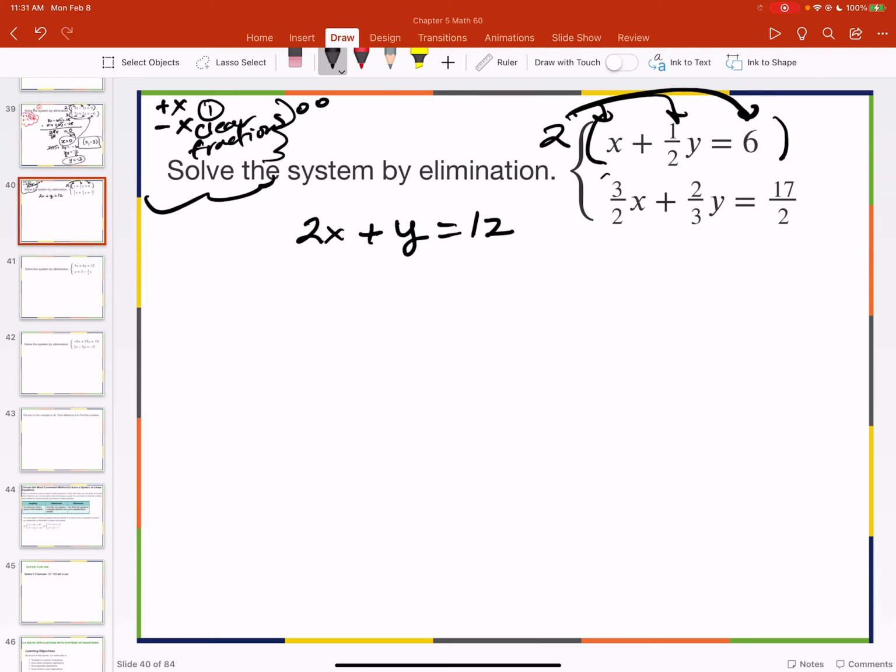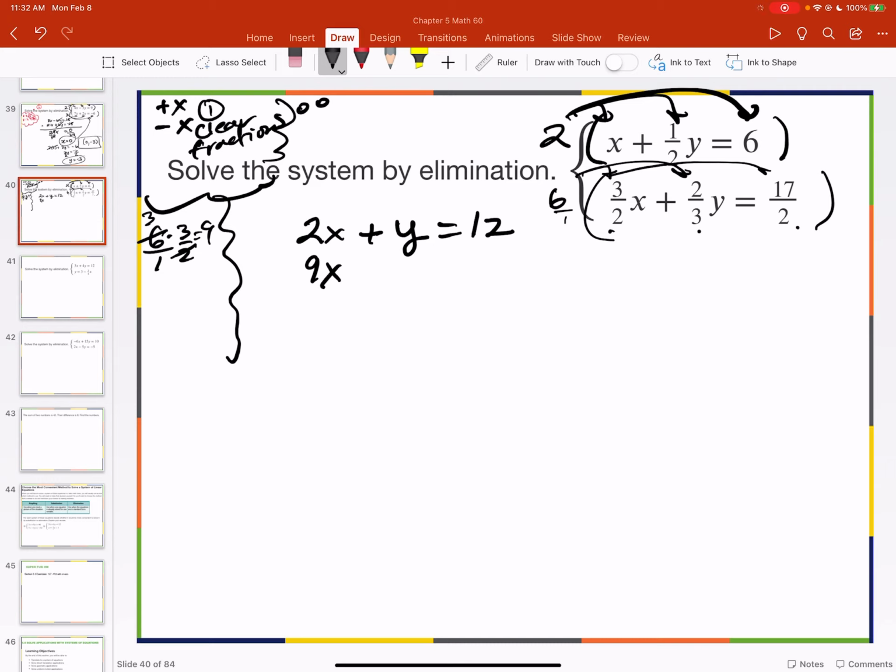And then on the bottom, I'm going to multiply everything by, so I have a 2 and I have a 3 and I have a 2. The LCD of that we saw earlier is 6. So I'm going to multiply everything by 6. So 6 times 3 halves, right? That's going to be 9x. For those of you wondering how the heck is that 9? 2 goes into 6, 3. 3 times 3 is 9. So 9x. And then 6 times 2/3 is going to be 4y.